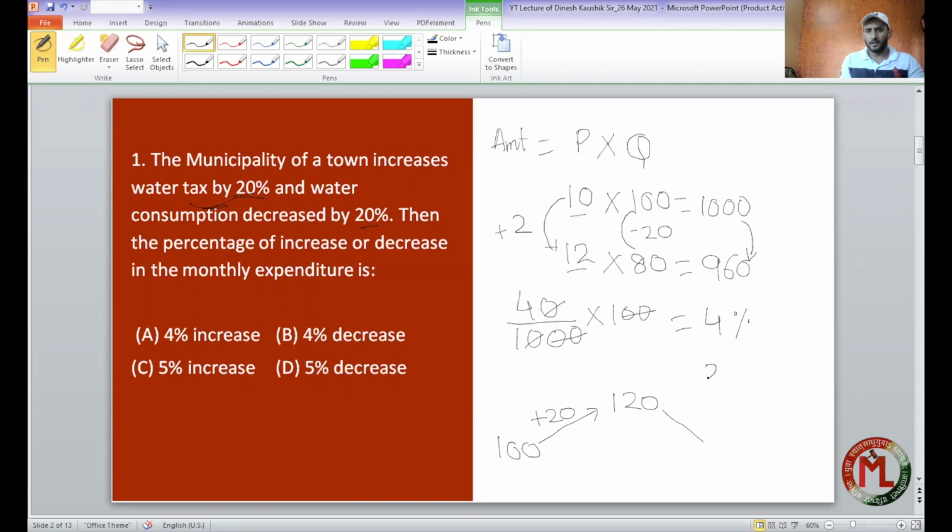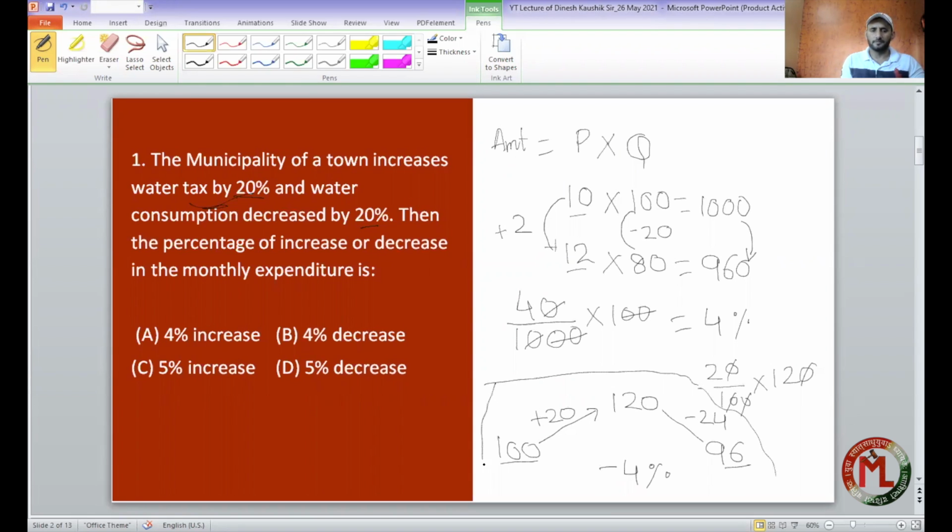First of all, I hope very easily you can find 20% of 120. It will come out to be 24 rupees. So 20% of 120, it is 24. So reduction of 24 rupees, new expenditure will become 96. Earlier expenditure 100, now it becomes 96. So can I say there is a 4% reduction? 4% reduction. So here you can simply use this method also.